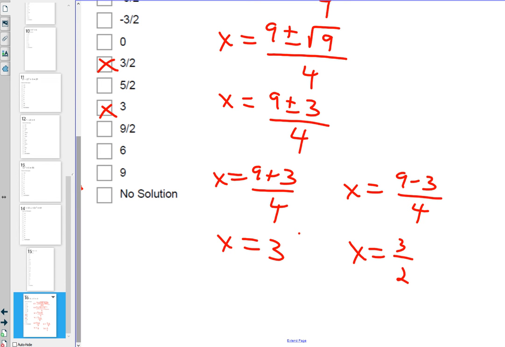So my two solutions are 3 over 2 and 3. If I were to take out the equals 0 and put equals y, which means I could graph it, where would this cross the x-axis? Not how many times, but where would it cross the x-axis? At 3 and 3 over 2.